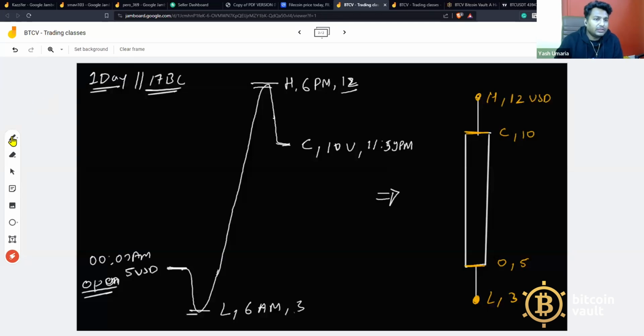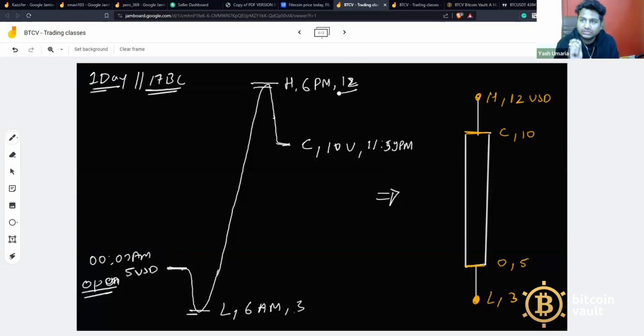Now, in this case, what happened? You can clearly see the market did open at 5 USD. And it went down and created a low around 3 USD. And then it went up, created a high around 12 USD. And then it closed the market at 10 USD.